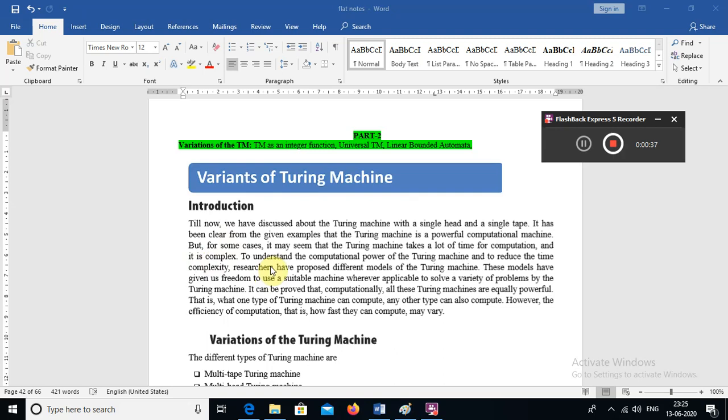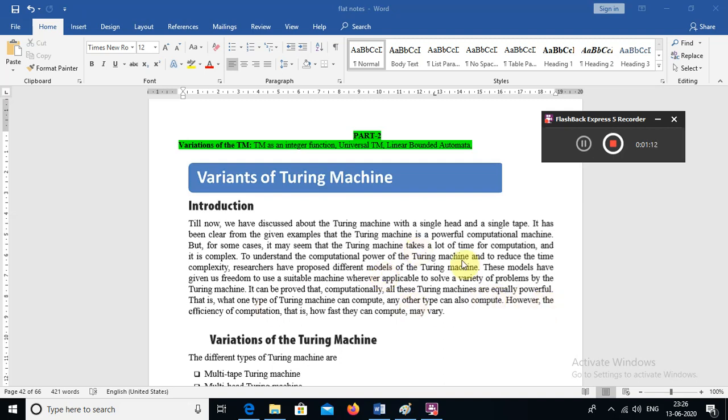So to understand the computational power of Turing machines, we have to reduce the time for computation as well as the complexity. This requirement motivated the researchers to propose different models of a Turing machine. These models give freedom from the complexity, with a reduction in the complexity as well as the time for computation.